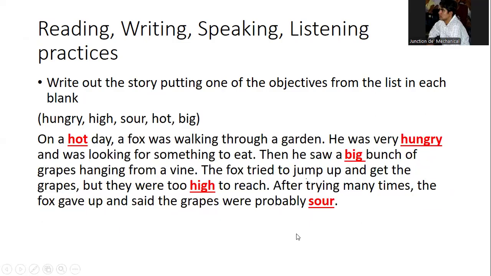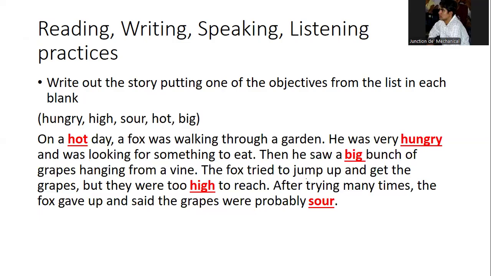So let's read out. On a hot day, obviously, the day is very hot, and the rest of the fill in the blanks won't fit here. You cannot say it was a hungry day or high day or big day, right? Obviously, it is a hot day. A fox was walking through a garden. He was very hungry and was looking for something to eat. If he was looking for something to eat, obviously he's going to be hungry.